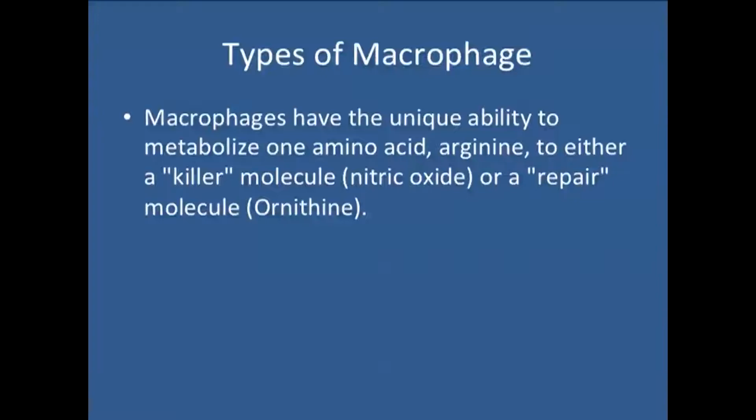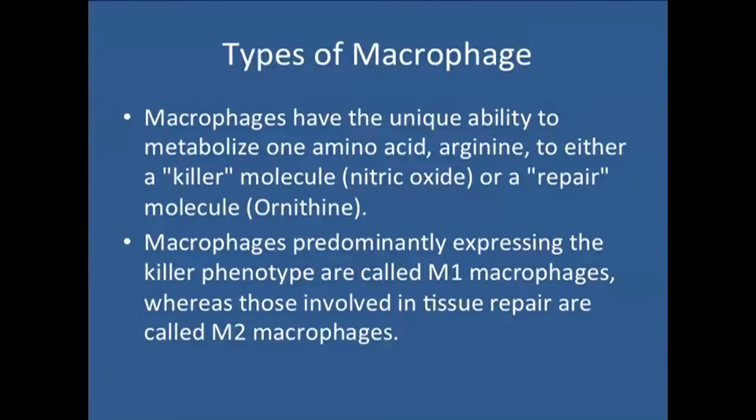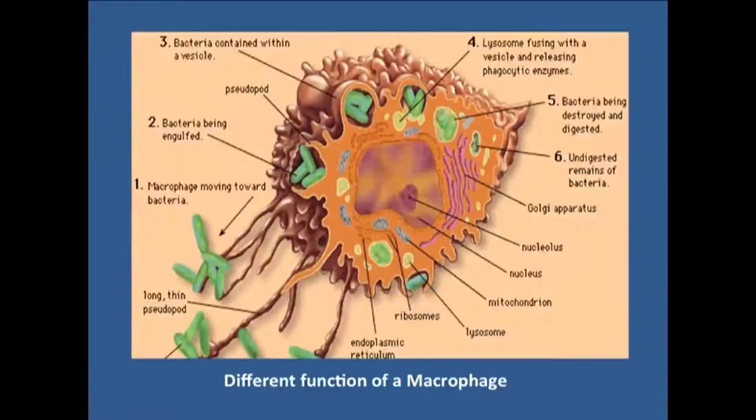And this metabolism will produce either nitric oxide, which makes a killer macrophage, or another one is ornithine, which makes a repair macrophage. So accordingly, the killer macrophages are called M1 macrophages, and the repairing macrophages are called M2 macrophages. But the basic function of macrophage is to trap a bacterium, take it inside the vesicle, and thereby with the help of lysozyme they will be killed. So these are the different stages of bacterial trapping and killing within the macrophage.